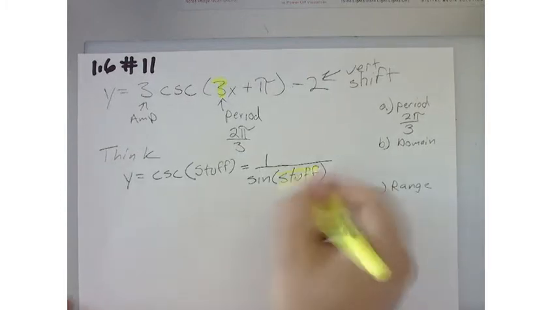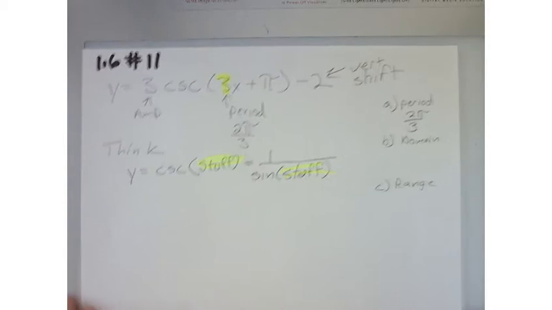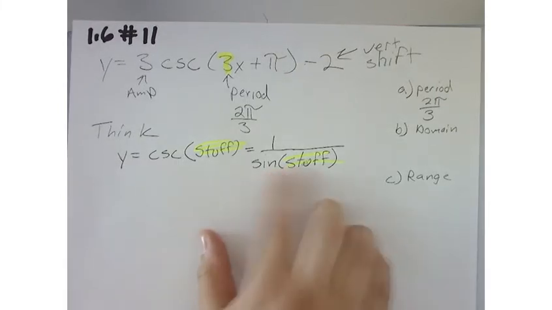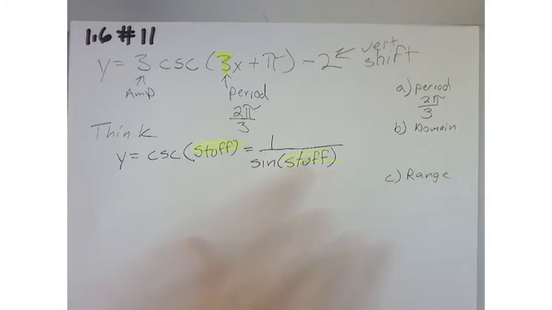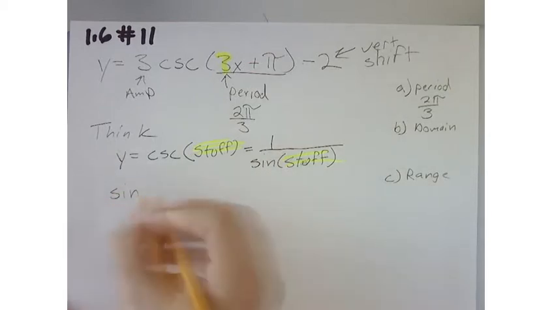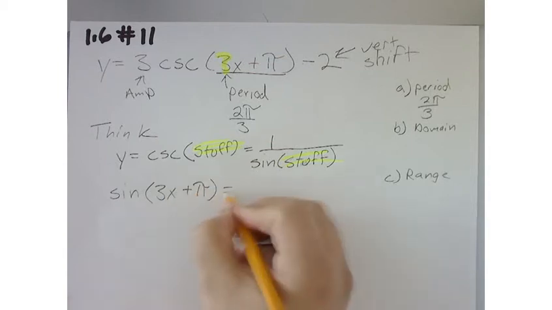So what are the restrictions on domains? Restrictions on domains are two things. Can't take the square root of a negative number. We don't have any square roots here. And we can't have 0 in the denominator, so sine of the stuff cannot equal 0. So what is the stuff? This. So sine of 3x plus pi cannot equal 0.